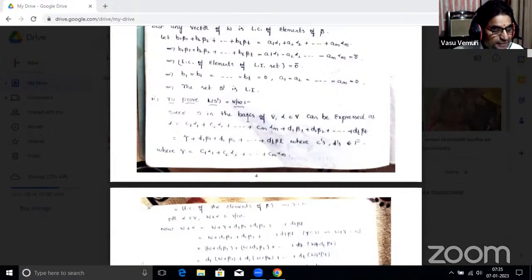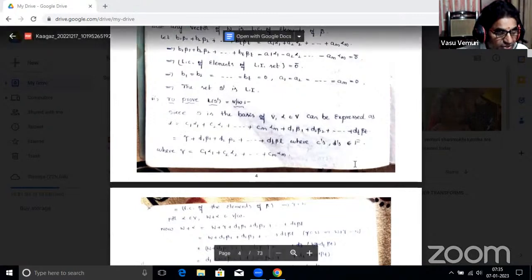Since L of S dash equals V by W, this is the linear span. The given set S dash is the basis set of V by W. Now, what is the linear span? From the quotient space, L of S dash equals V by W. Therefore, any one vector must be equal to a linear combination of all the elements.